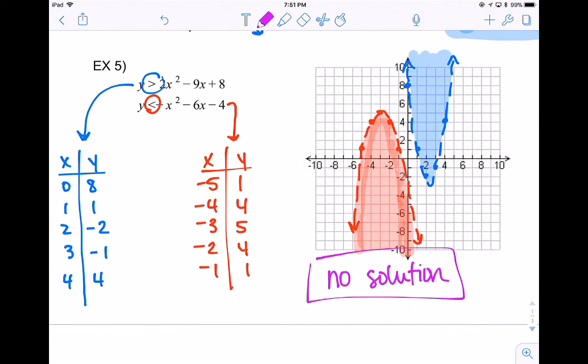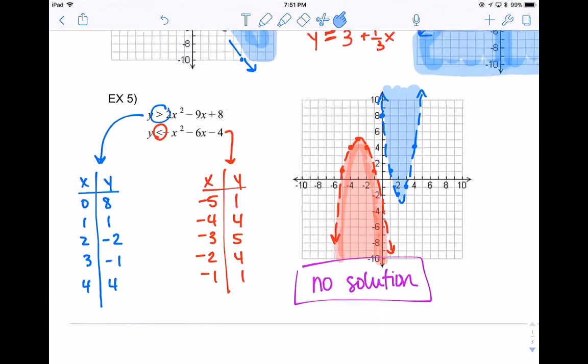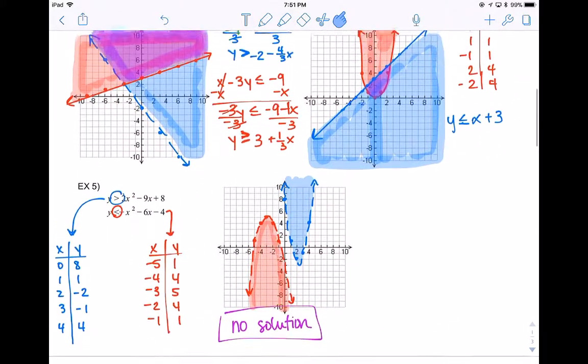So that is how we graph and shade systems of equations that are not just lines. So we're not necessarily always looking for one solution. Sometimes we're looking for multiple solutions, or we're looking for where our shading overlaps.